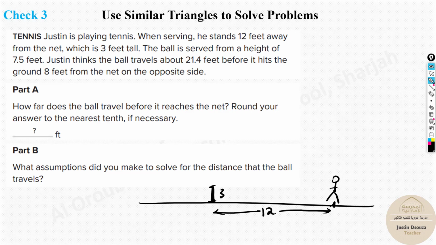The ball is served from a height of 7.5 feet. So he raises his hands and then he serves it from here. This is 7.5 feet. Now Justin thinks the ball travels about 21.4 feet before it hits the ground, 8 feet from the net on the opposite side.